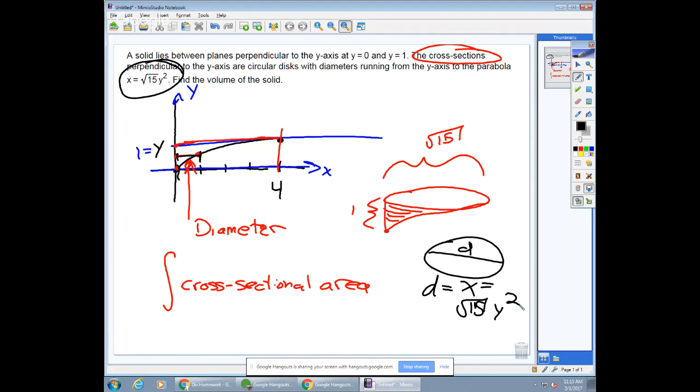Now, I need to turn that diameter into an area. How do we turn diameters into areas? Okay, what's the area of a circle? Pi r squared. How do we turn a diameter into an area? Sorry, into a radius. Divide by 2, right? So if that's the diameter, then the radius has to be equal to the square root of 15 y squared over 2. And the area would be pi r squared for any one of those circles.